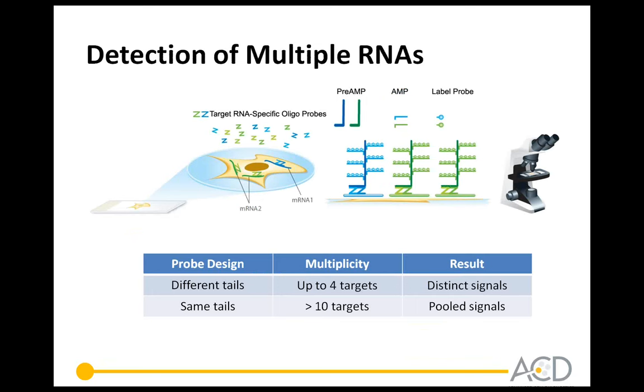And so, as mentioned, the technology is capable of multiplexing. You can use and design different tails on your probes, which we designed for you, to achieve up to four target multiplicity simultaneously with distinct signals. Because it's a molecular method, we can also do creative things with probe design, such as pool probes together, and you can pool over 10 or more targets together with the same multiplicity channel to give a singleplex assay that is representative of multiple targets in a pooled assay. It's a very flexible technique. It's very adaptive for many needs of RNA analysis in situ. Next slide.